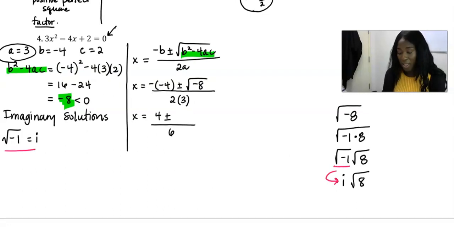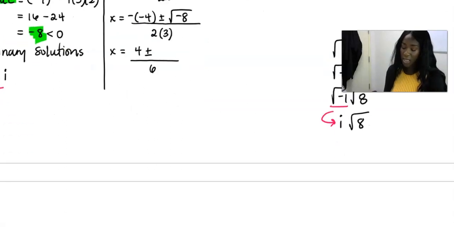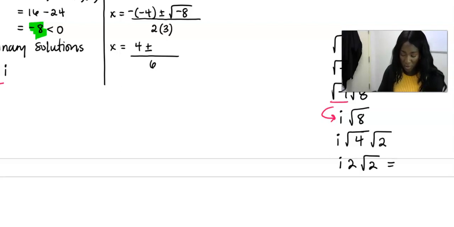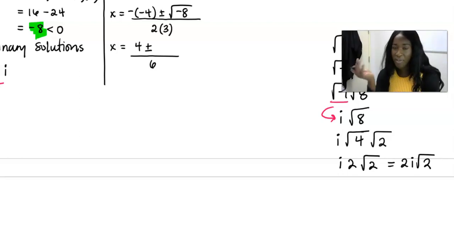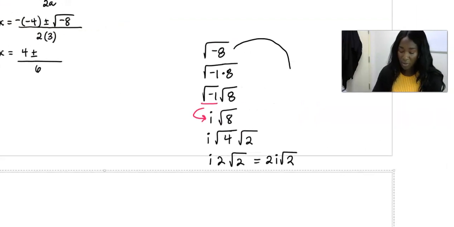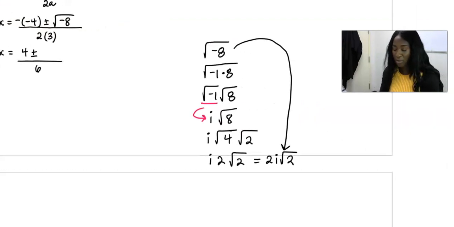Now let's talk about how we can simplify the square root of 8, because there is a perfect square that goes into 8. That perfect square is 4. So we can rewrite the square root of 8 as the square root of 4 times the square root of 2, and the square root of 4 is 2. I'm not going to write i2 root 2 because that looks weird. I'm going to write 2i root 2. We typically put any numbers that we have in front of that i. So we have simplified the square root of -8 down to 2i root 2.